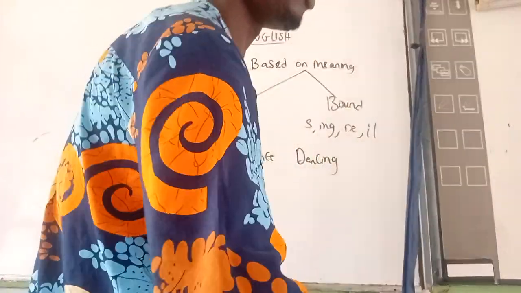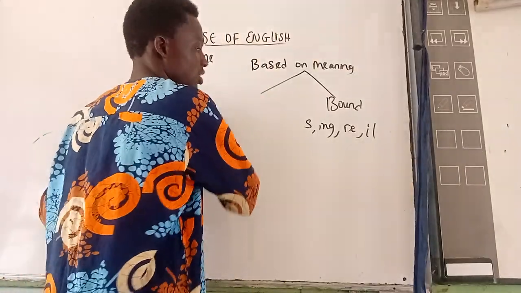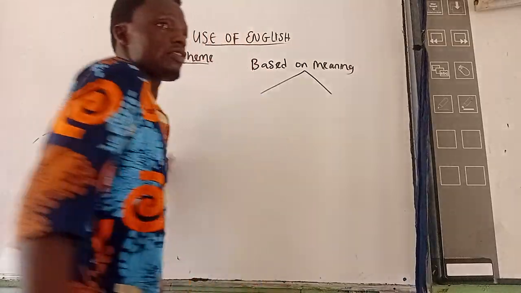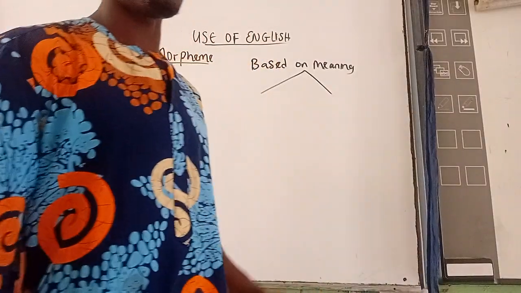Do we get dancing? So that's another thing we also need to know. Now, we are going to do a lot on that, but just take note that bound morphemes can change a singular word to a plural word.